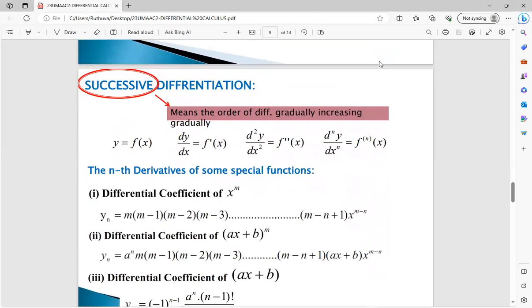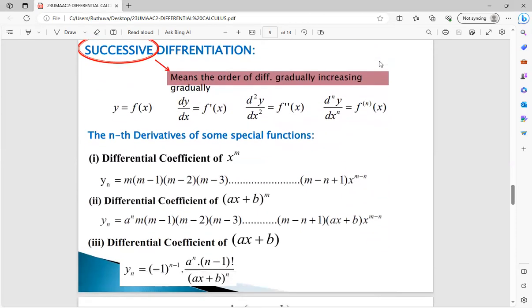Successive differentiation. What is meant by successive differentiation? Successive means the order of the differentiation gradually increasing. Very earlier I told you about displacement, velocity, acceleration and jump. Here we are taking y equal to f of x. Suppose we take y equal to f of x as displacement.